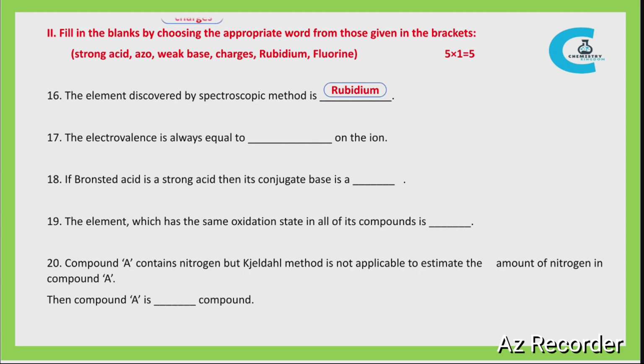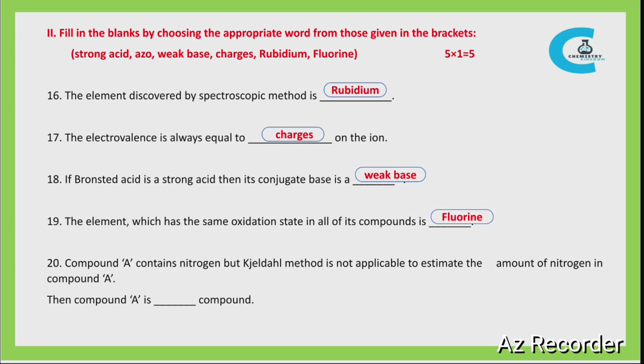The electrovalency is always equal to the charge on the ion. A Bronsted acid is a stronger acid than its conjugate base, which is a weak base. The element which has the same oxidation state in all compounds is fluorine. It is nothing but fluorine.